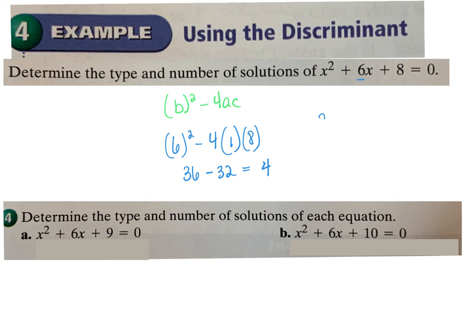So I'm going to have 2 real solutions. That's all it's telling me there. So if it's a negative, is it like one real solution? No, if it's negative, it's 2 imaginary solutions. If it's 0, it is 1 real solution. So go ahead and try A and B.